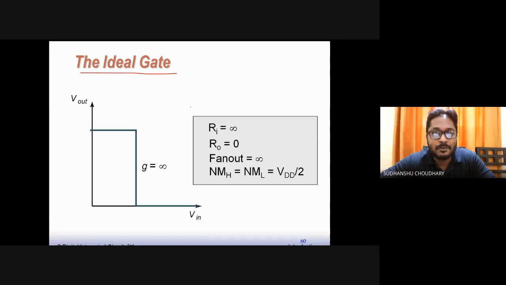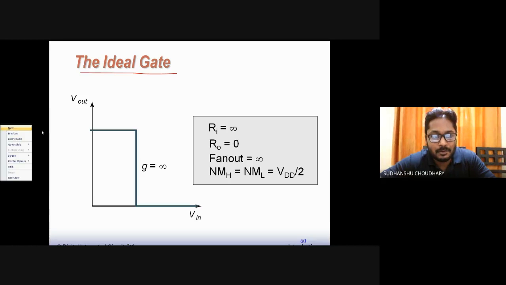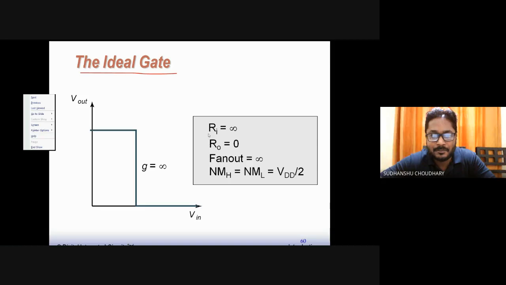Right. So for an ideal gate, first of all, we need to have a VTC which should look like this, and then you should have the input impedance. So that should be somewhere around.